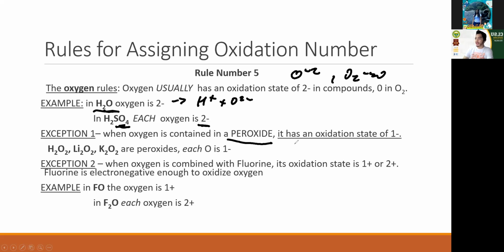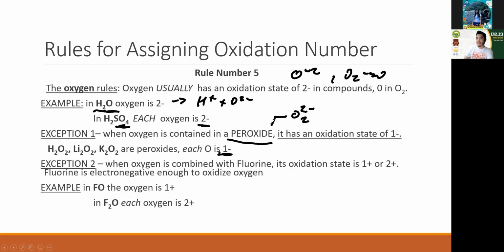Ano nga ba ang peroxide? Ang peroxide is ang O2 2 negative. Think of it as an ion, an ionic compound. Ito ang peroxide. So sa peroxide, ang charge ng each oxygen is -1. Examples ng compounds yan, hydrogen peroxide, lithium peroxide, and so on.